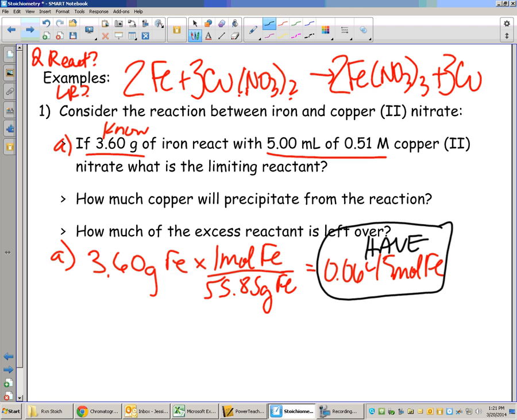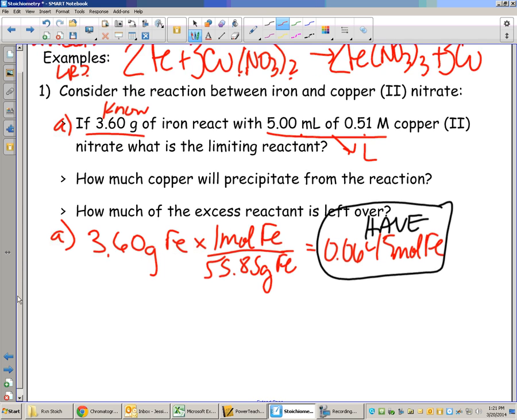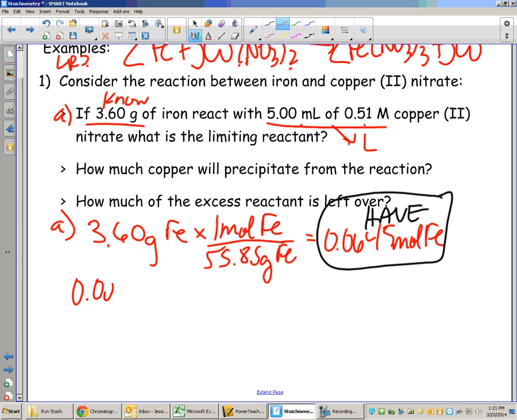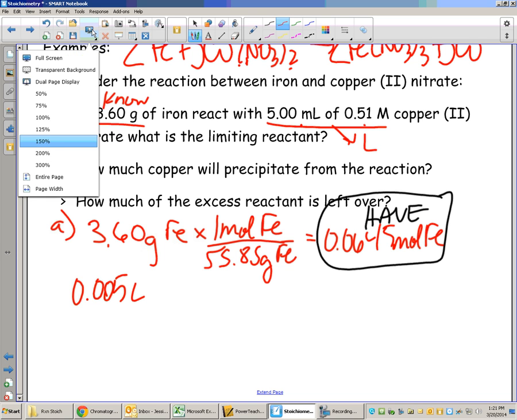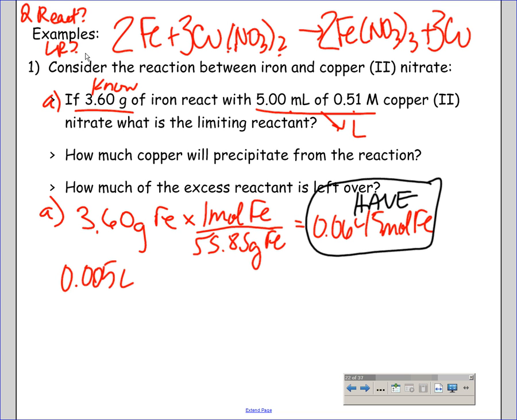All right, second part is to convert the other one to moles. So how do I get moles when I have liters and molarity? You convert the milliliters to liters. 0.005 liters. Can you all do that in your head? Fine. Move the decimal back 3 spaces. And then what? And then multiply by 5.